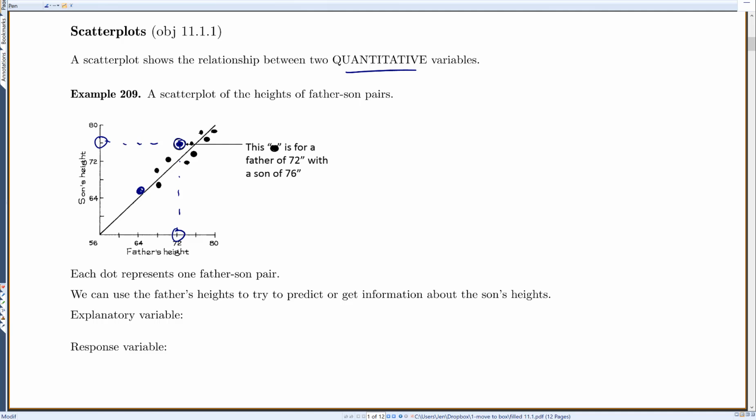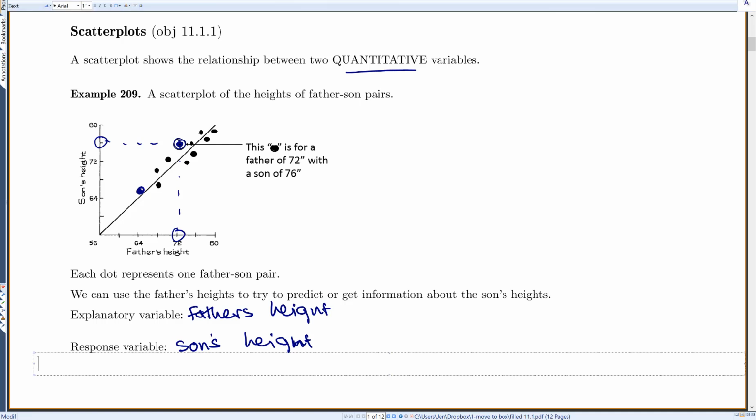And what we would probably want to do in statistics is use the father's heights to try and predict or get information about the son's heights. So in this case, if we want to do that, the explanatory variable would be the father's height, and the response variable would be the son's height. Our explanatory variable is always the one that we are trying to use to explain. The response variable is always what you want to predict.